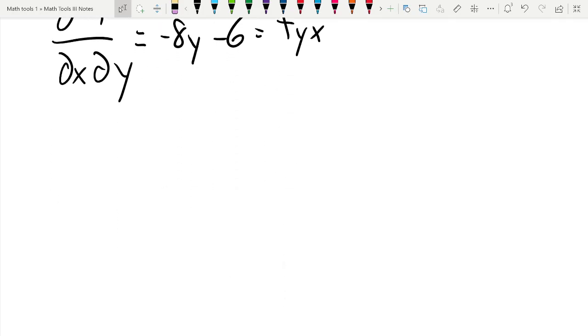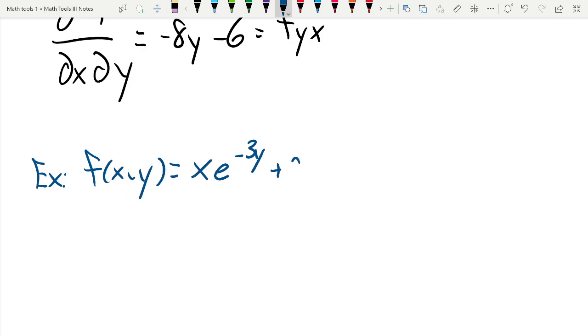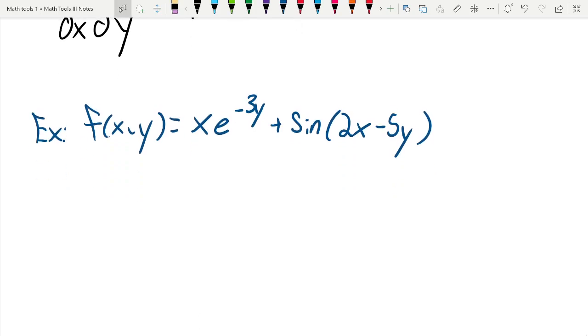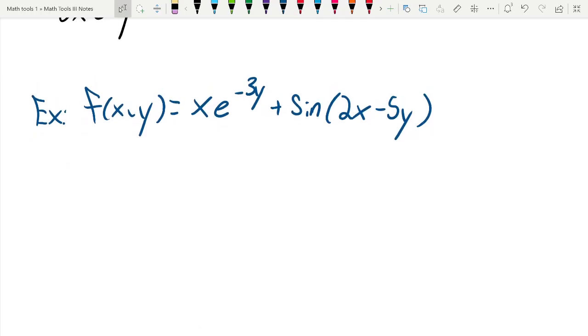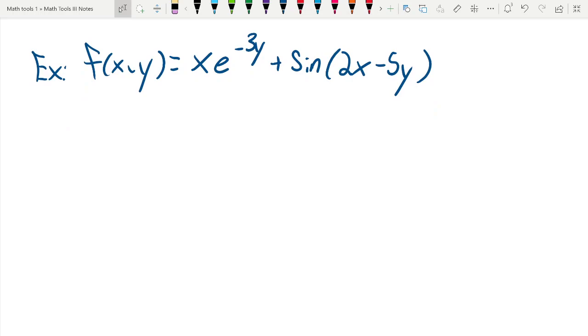So let's just do another example here. So I have this function f of x y equals x e to the negative 3y plus sine 2x minus 5y. I don't know if we've used any trig example yet, so might as well just throw one in there. Again, we're not going to focus on trig, but it pops up every once in a while. But you don't need to worry about trig in the quizzes or tests or anything like that.